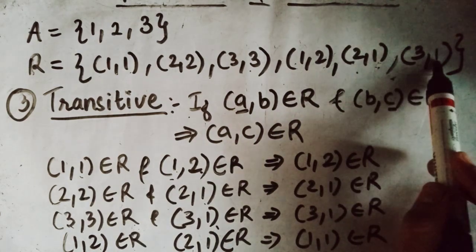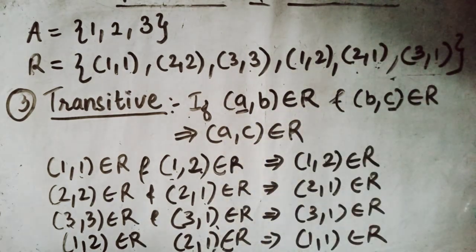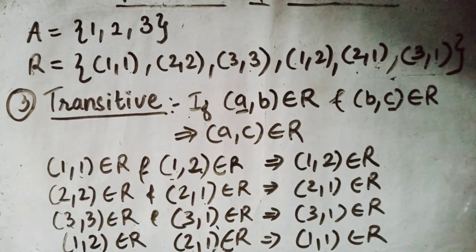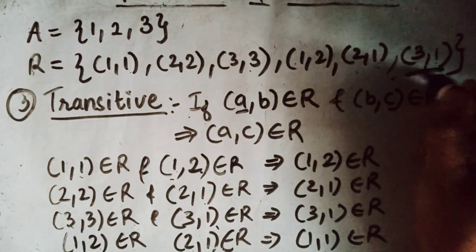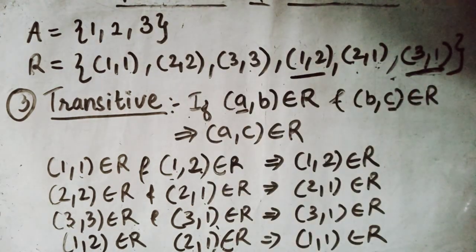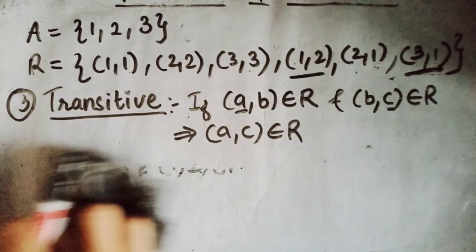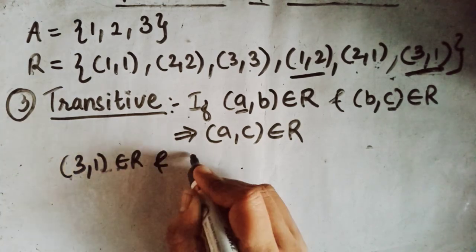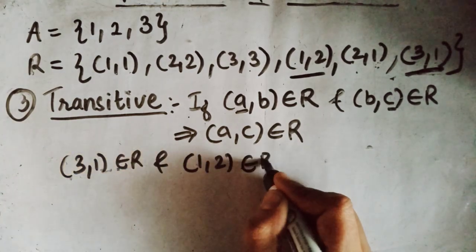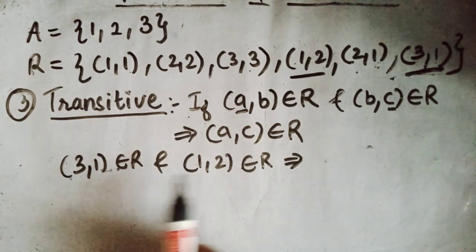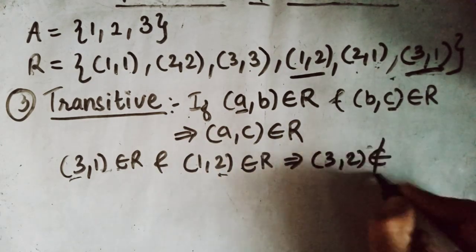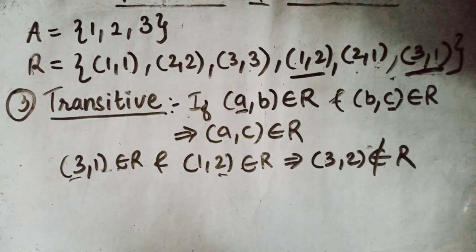Now let's check for (3,1). (3,1) and you can take (1,1). So (3,1) is present in R. Then there is one more element: (3,1) and (1,2). (3,1) belongs to R and (1,2) belongs to R. Now see here, (3,2) is not present. So this relation is not transitive.